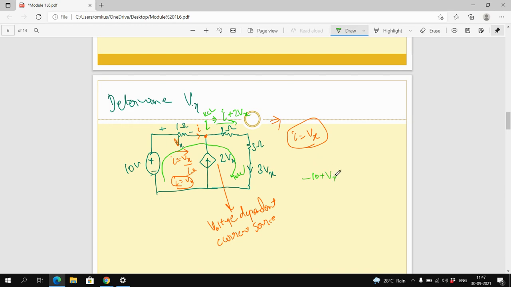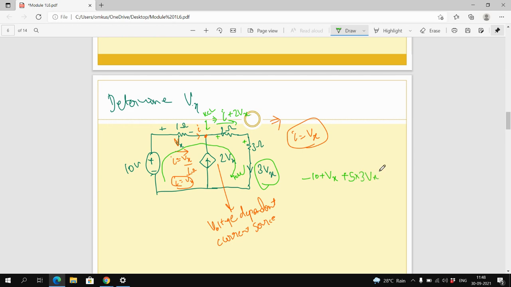So plus Vx. Now the current flowing in that branch is I plus 2Vx, or you can say 3Vx. Okay, so what is the polarity? The current direction is from this side, so this is the positive terminal of that element. And these two elements are connected in series. So 3 plus 2 is 5, so positive 5 multiplied by the current value, which is 3Vx.